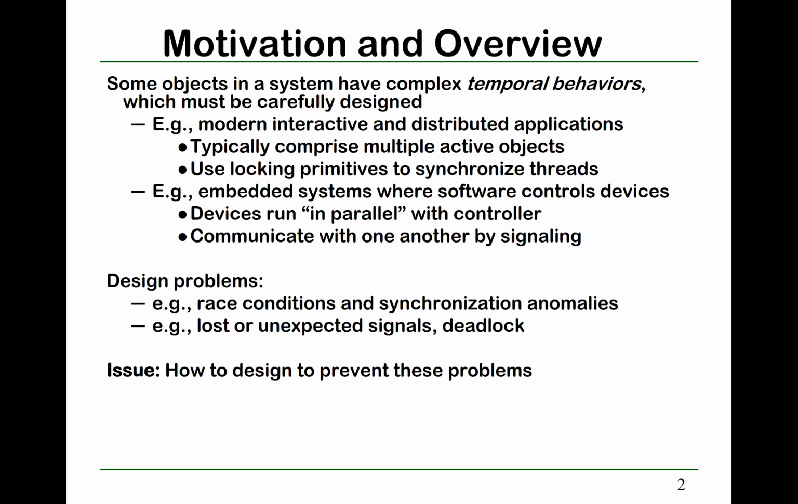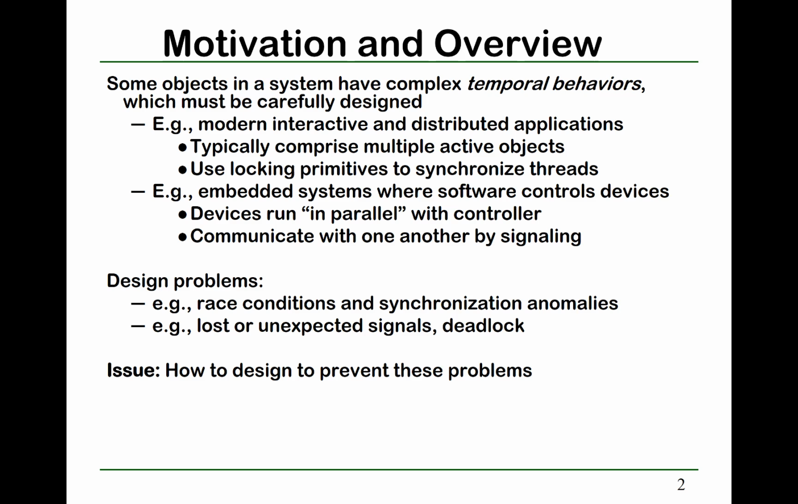For example, there are many applications that are interactive, and also they are distributed. There are many active objects in a system, and they use locking primitives to synchronize the threads and processes and so on. And also in embedded systems, for example, the software controls devices, and the devices run in parallel with the controller, and the devices communicate with one another or the controller by signaling.